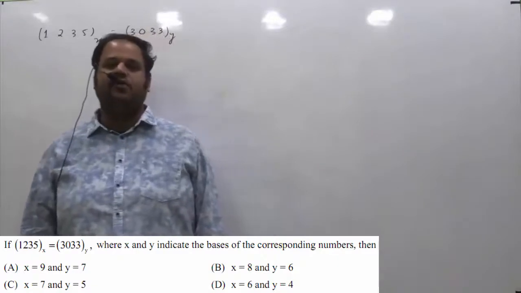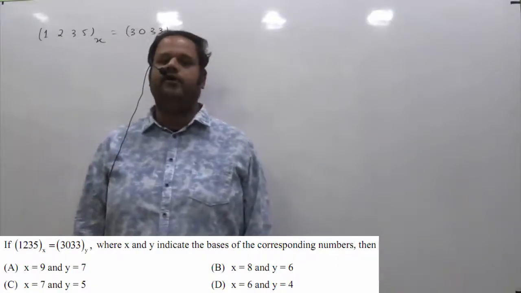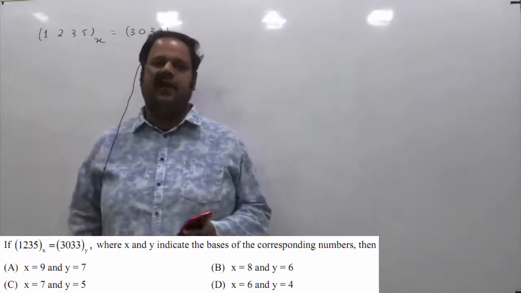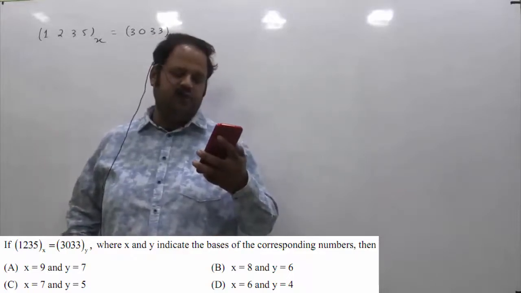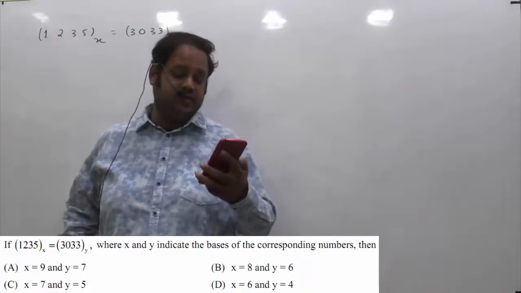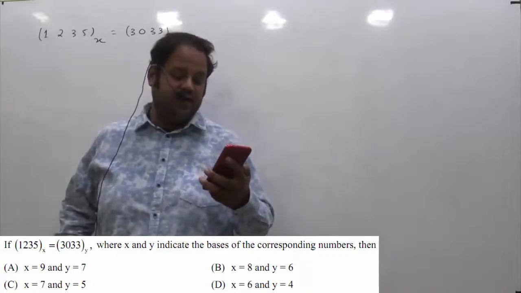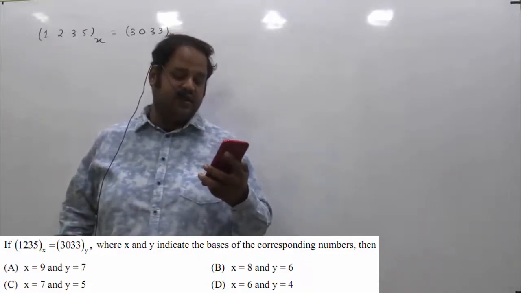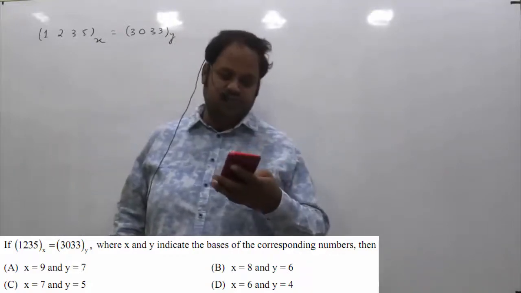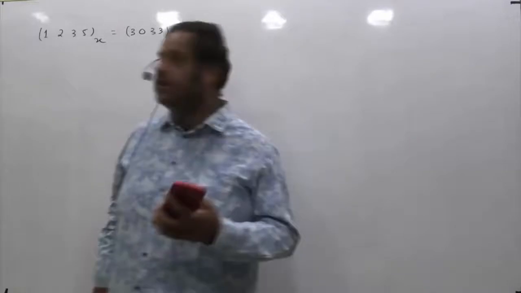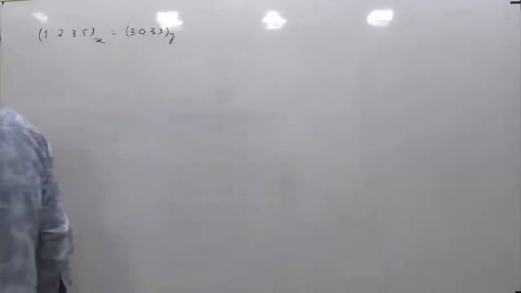This is one more question asked in GATE 2021 of electronics. This is from the digital subject and from the number system topic. The given question is, if 1235 base x is equal to 3033 base y, where x and y indicate the bases of the corresponding numbers, then what are the values of x and y? If you see the options, we are supposed to find the value of x and y. So these are very common model questions.